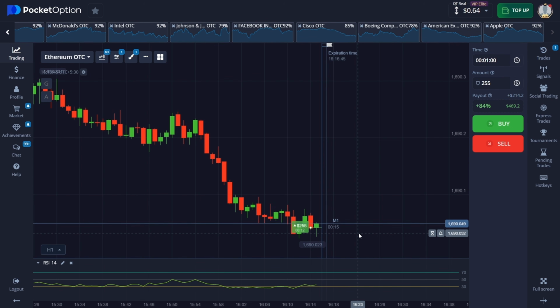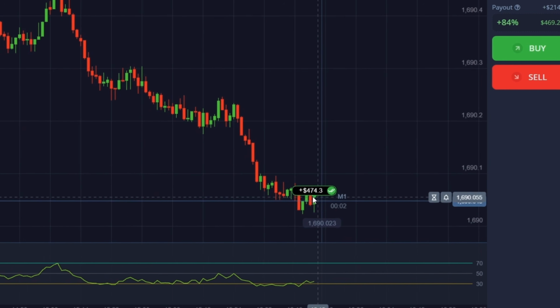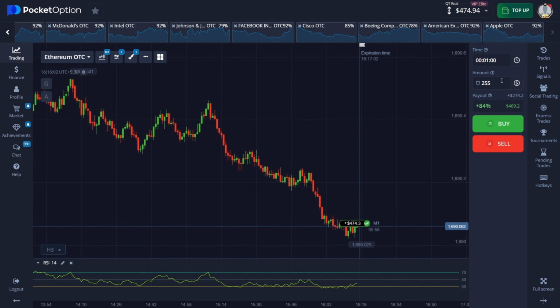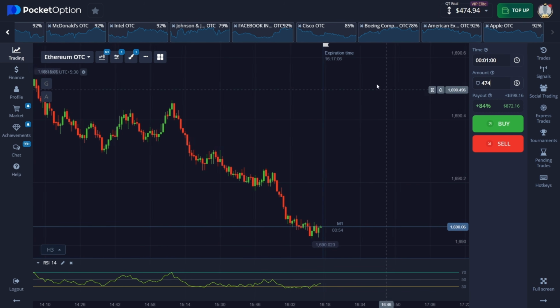Now the trade is going in our favor, but there are still 10 seconds left. Only a few seconds left. And we won it. So we won another trade, and now my balance has increased to $474. Let's find a trade for $474.